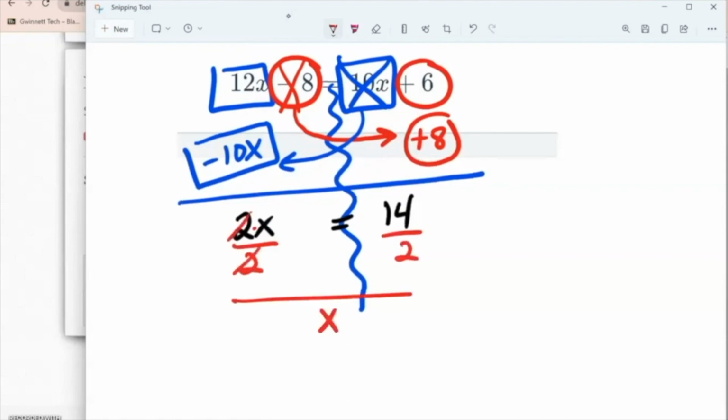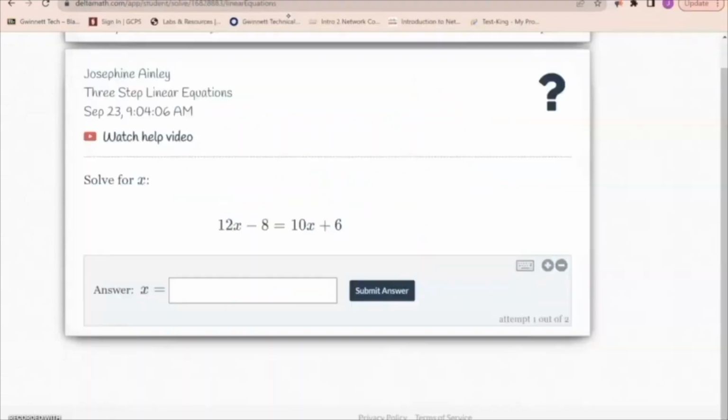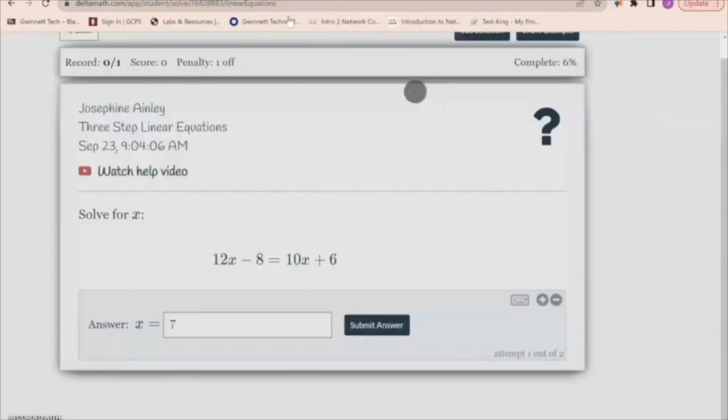So now I get x equals, and again, you're going to put this on the calculator, but you should get 7. Okay, so x equals 7 is my final answer. So I come over here, x equals 7, submit. All right, we're good to go.